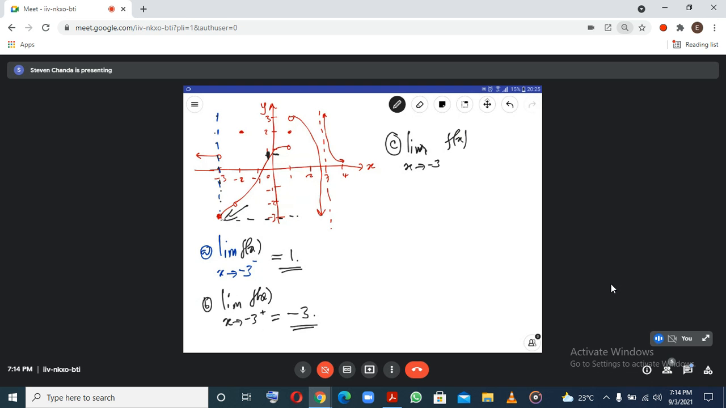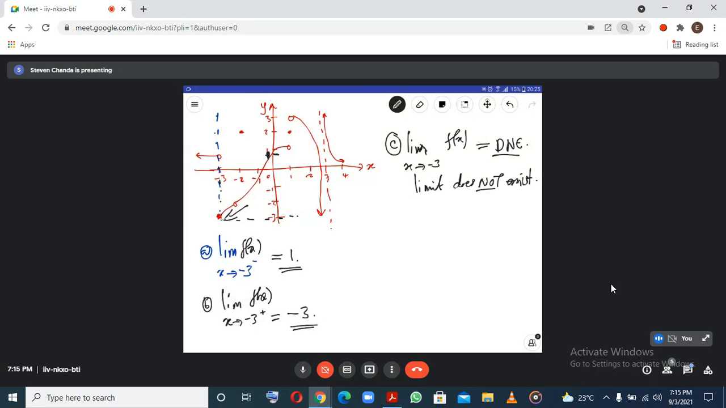Now, if coming from the left and coming from the right, the values I'm getting are different, then what does this tell me? This tells me that the limit does not exist. So the limit does not exist, right? This is very, very important, and you see the importance as well when we talk about continuity.